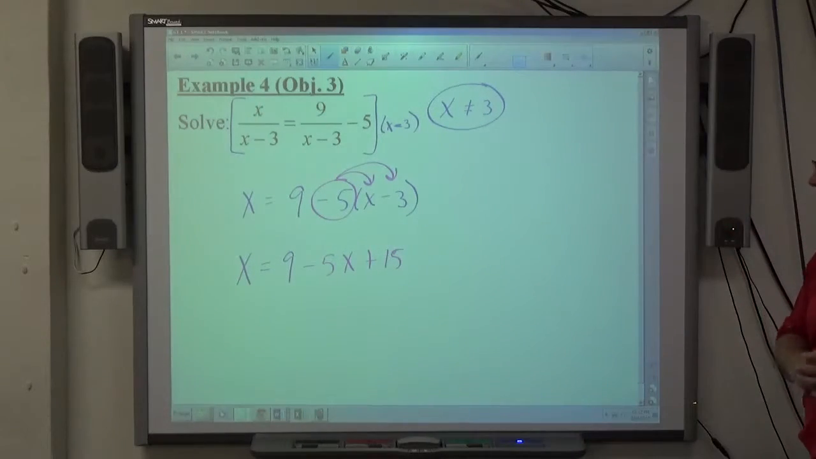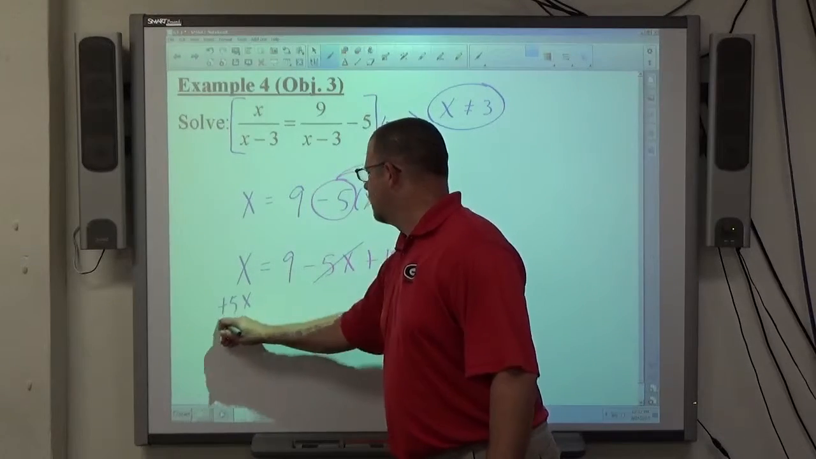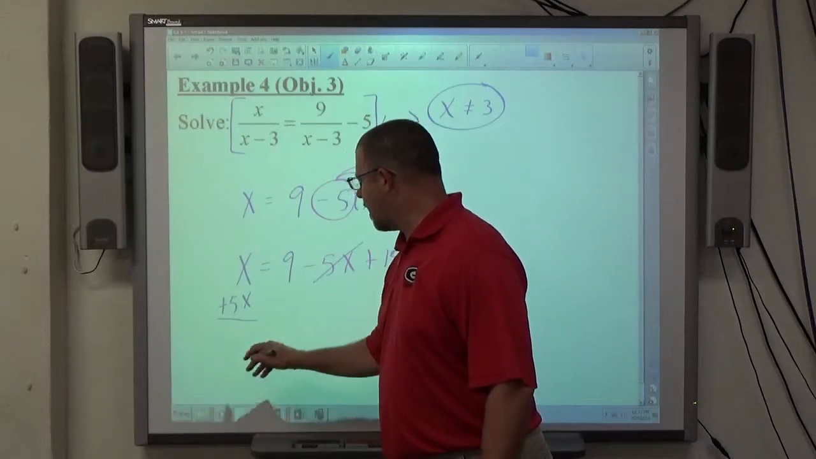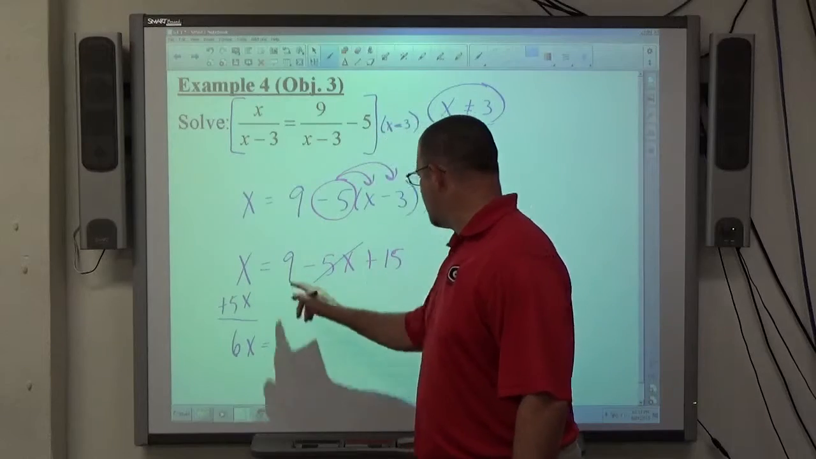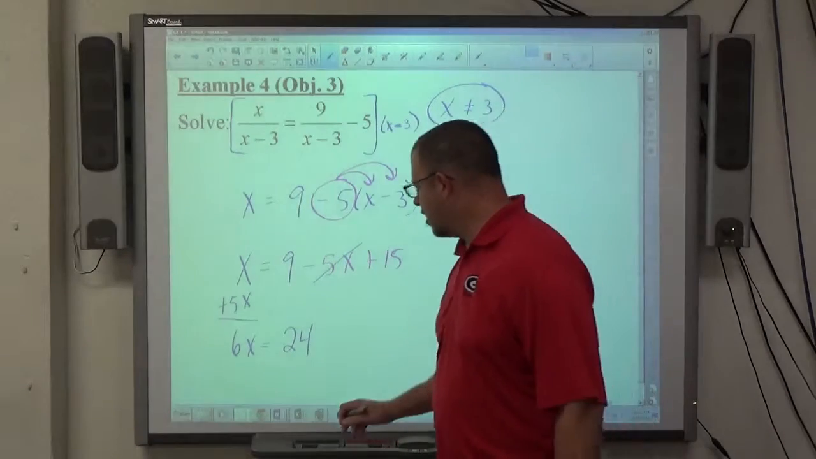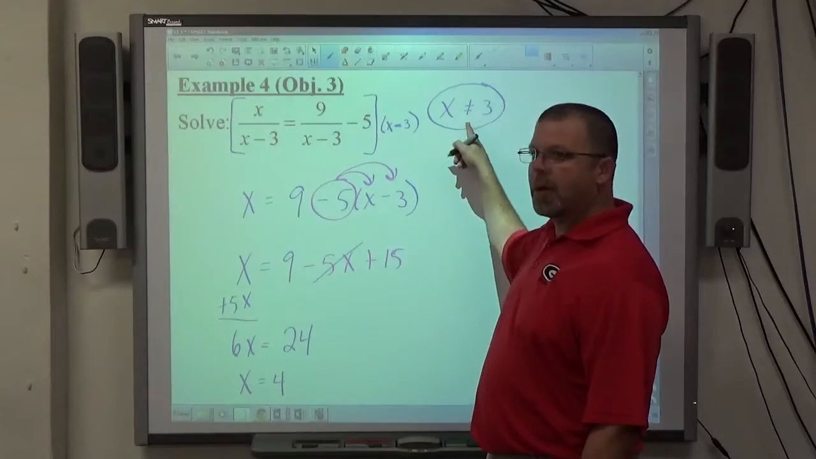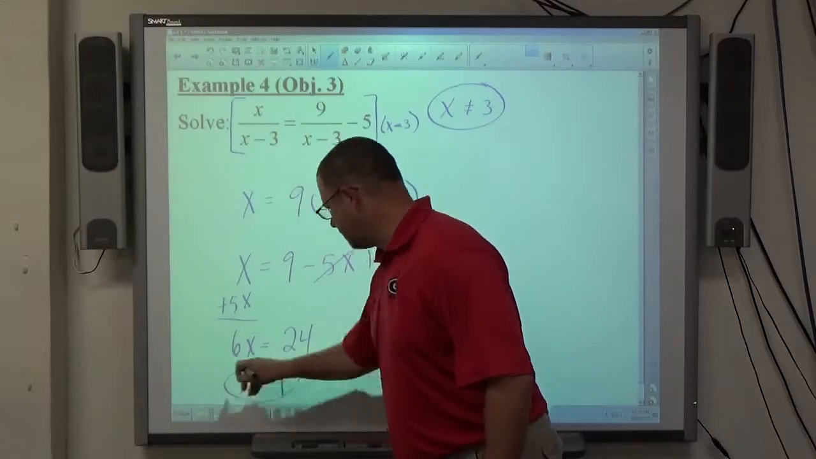Right? Then it's just a basic algebra problem at this point. We've got x's on both sides. So I'm going to take this negative 5x and move it over here, keeping 9 and 15 on the right-hand side. x plus 5x makes 6x. 9 plus 15 makes 24. We divide both sides by 6. That gives me x equals 4, which is not my excluded value, which means I'm good to go.